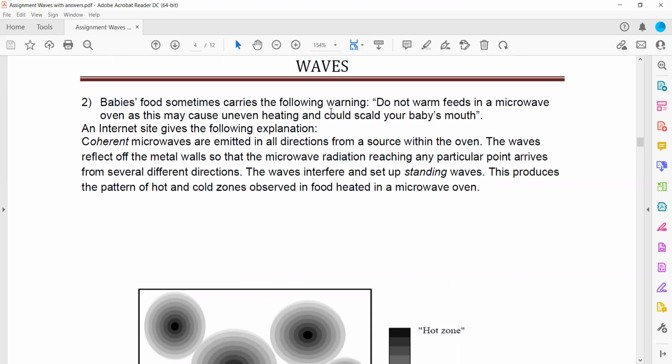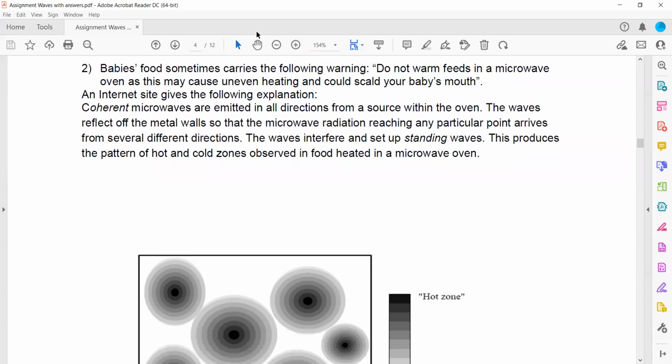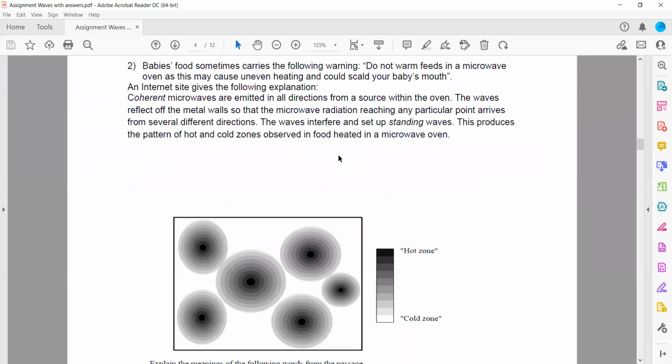Baby foods sometimes carry the following warning: do not feed in a microwave oven, as it may cause uneven heating and could scald your baby's mouth. An internet site gives the following explanation: the coherent microwaves which are emitted in all directions from the source within the oven are reflected from the metal wire, so that the microwave radiation reaching any particular point arrives from several different directions, and the waves will interfere, setting up a standing wave.